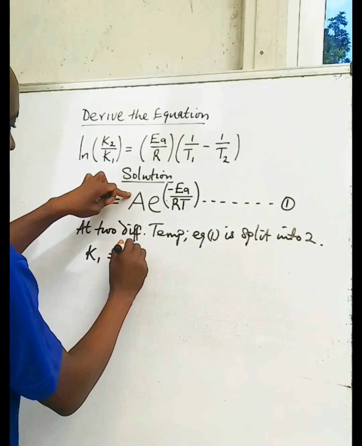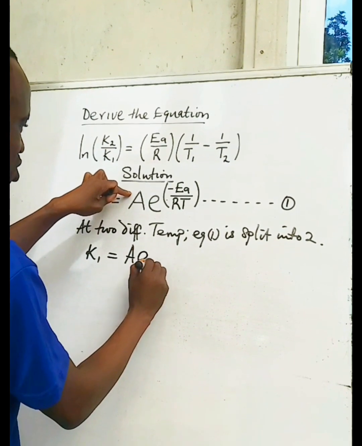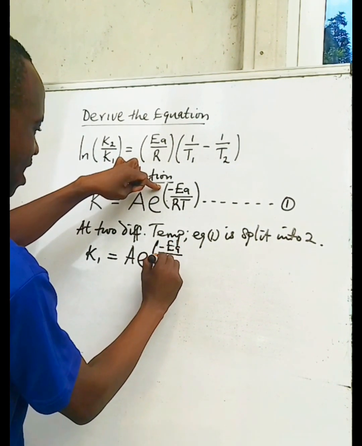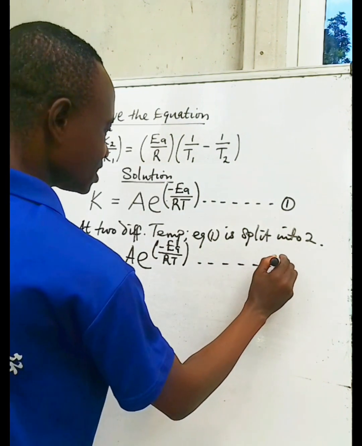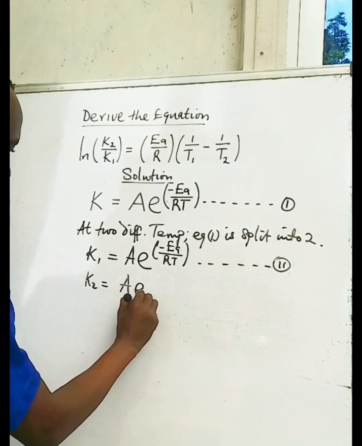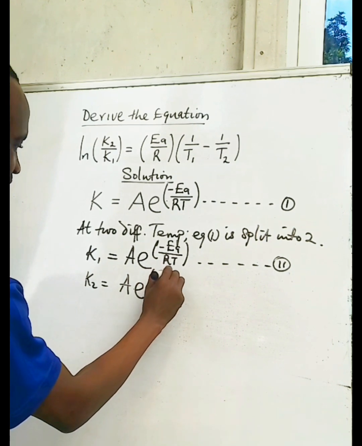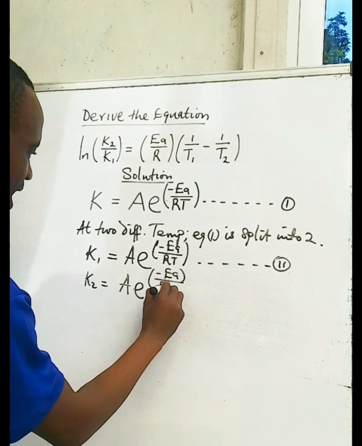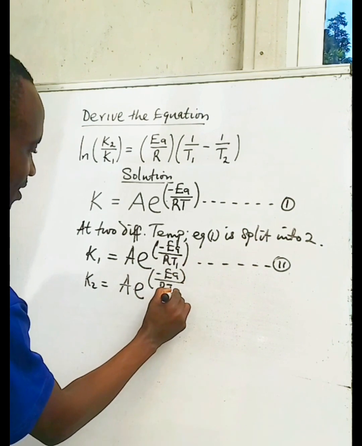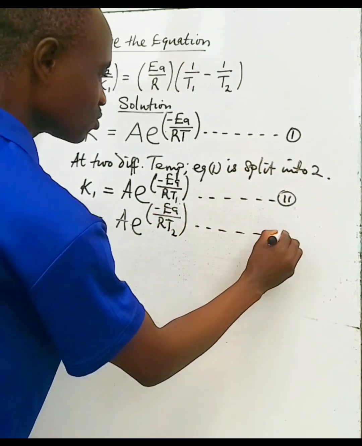K1 is A e raised to the power minus EA over RT, and we call it equation 2. And K2 equals A e raised to the power minus EA over RT. Remember, this T is T1 and this T is T2, and we call it equation 3.